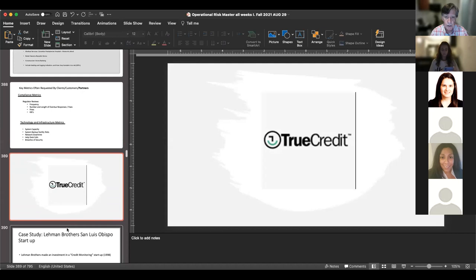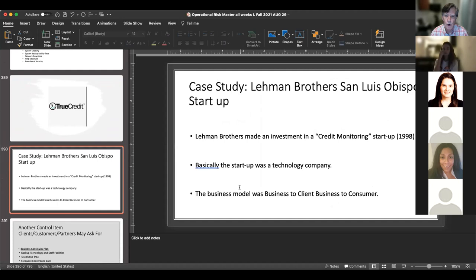TrueCredit was owned by Lehman Brothers, the now defunct Lehman Brothers. They made an investment in a credit monitoring startup in 1998. Okay, so that was in the nascent early days of credit monitoring. It was a technology company. And the idea was to do programming for other companies.